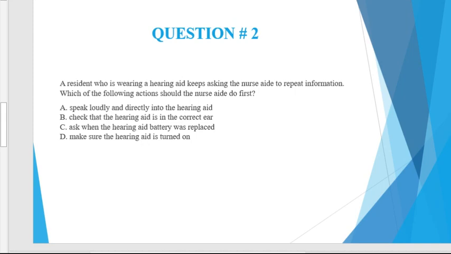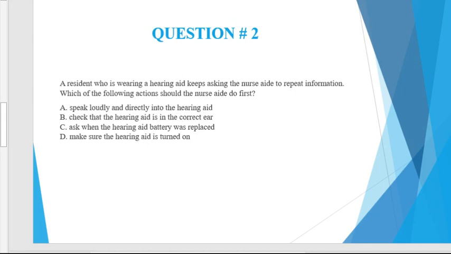So the first thing you need to do is ask, is this hearing aid turned on? Look at it, check it. If it's on and Miss Jones is still not hearing you, check if there is earwax or something blocking the hearing aid. Let's assume it's clean. Maybe you need to check the battery. Maybe the battery is dead. These are the things we need to do as a CNA.